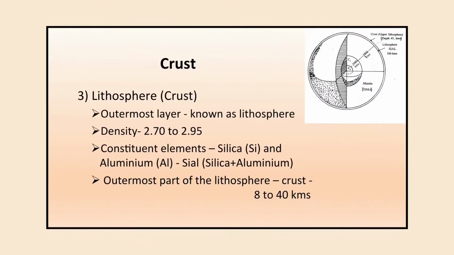The third layer is crust or the outermost layer. It is also known as lithosphere. The density of this layer varies from 2.70 to 2.95. Its constituent elements are silica and aluminium, so it is also called SIAL. It is the outermost part of the lithosphere and it is also known as crust and it ranges between 8 to 40 kilometers. You can see the diagram in this again. The outermost layer is called SIAL and it is also called crust and lithosphere.